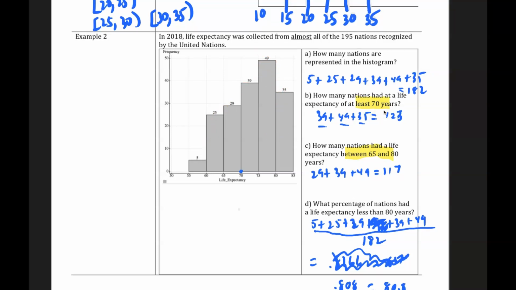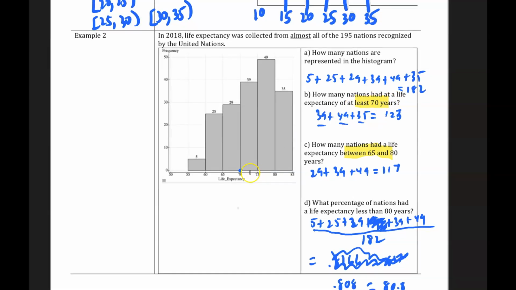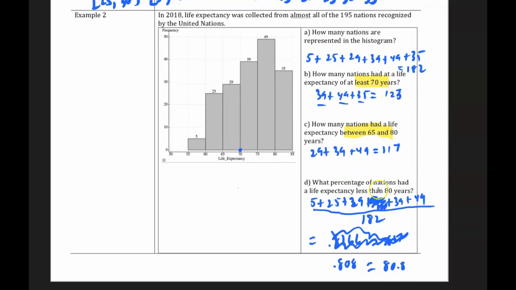How many nations had a life expectancy of at least 70? At least 70 means 70 is the lowest amount. So you can see we're at 39, 49, and 35 there to get you 123. How many between 65 and 80? For this one you have to look from here to here, adding those three values, 29, 39, 49, which gets you 117.